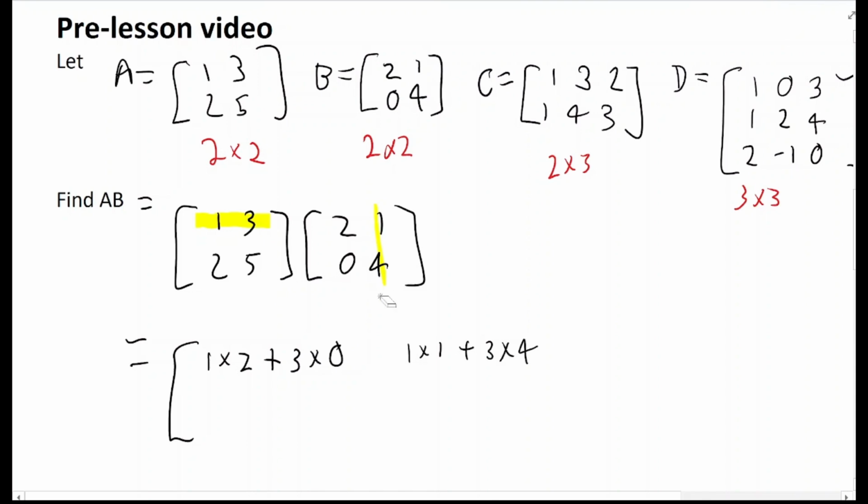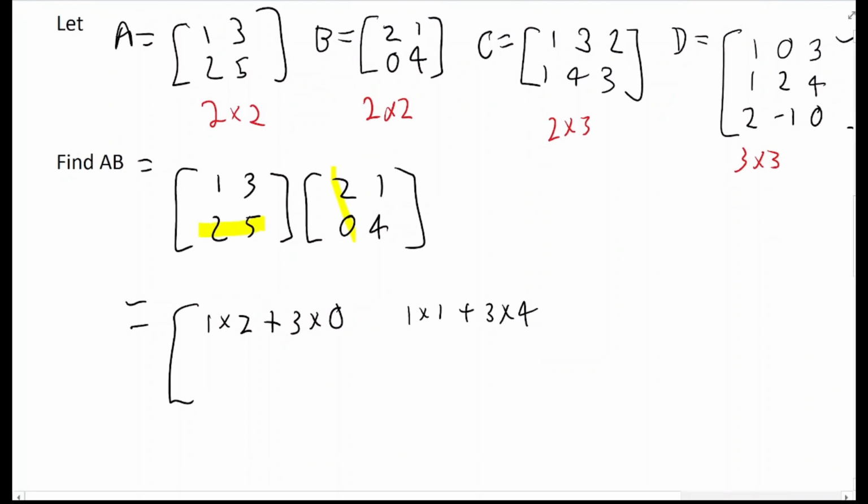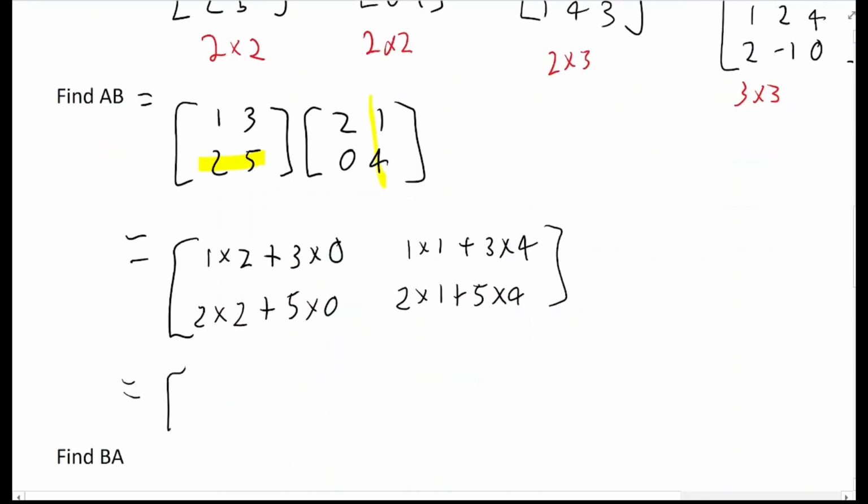All right, next one. We've done the two top ones, and now we're going to do the two bottom ones. So 2 times 2 goes on the top, plus 5 times 0. And for the very last one, we get 2 times 1 plus 5 times 4. We just have to see what this all ends up being. The first entry is going to be 2. The second entry is 1 plus 12, so 13. The third entry is going to be 4. And the last entry, 2 times 1 plus 5 times 4, will be 22. So that's what we do when we get A times B.